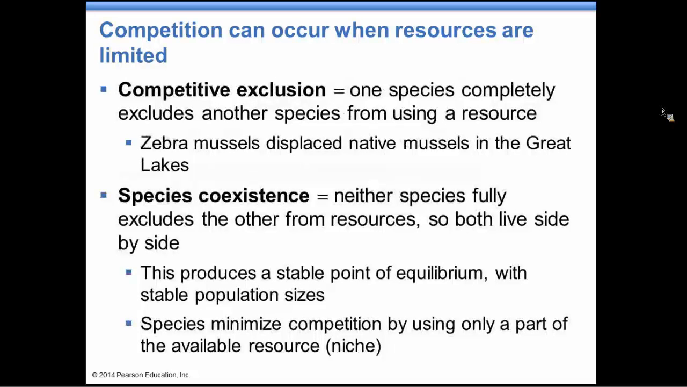So if one species is a very effective competitor, it may exclude other species from the resource use entirely, and this outcome is called competitive exclusion. And this is an example of the interspecific competition I was just talking about. But another one, if neither competitor fully excludes the other, the species may continue to live side by side. And this result can be called species coexistence.